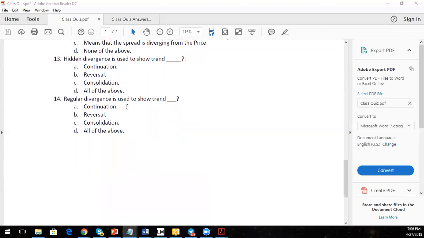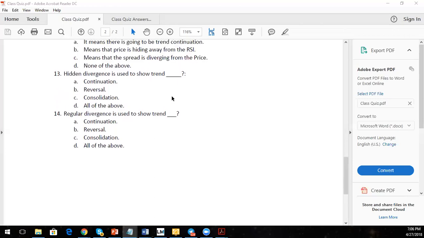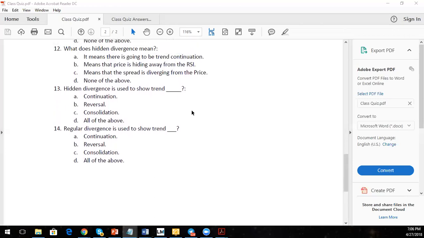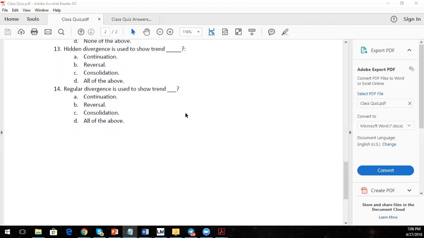Okay, next question. Hidden divergence is used to show trend A, continuation, B, trend reversal, C, consolidation, or D, all of the above. All right, so this should be an easy one. Awesome, so everybody gets a point because everybody's correct.